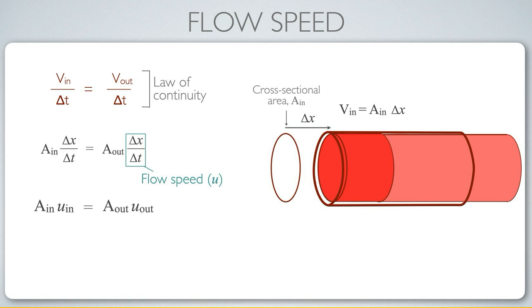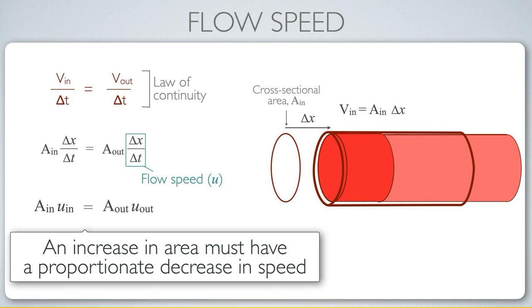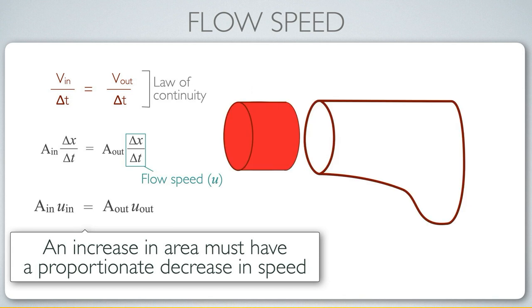Again, this product should hold anywhere in a closed system. And it follows that if the product of speed and cross-sectional area has to stay the same everywhere, then if you have a change in one of those variables, you must have a change in the other. If you had an increase in cross-sectional area, you must have a proportionate decrease in speed so that their product remains constant. And so we can see that right here.